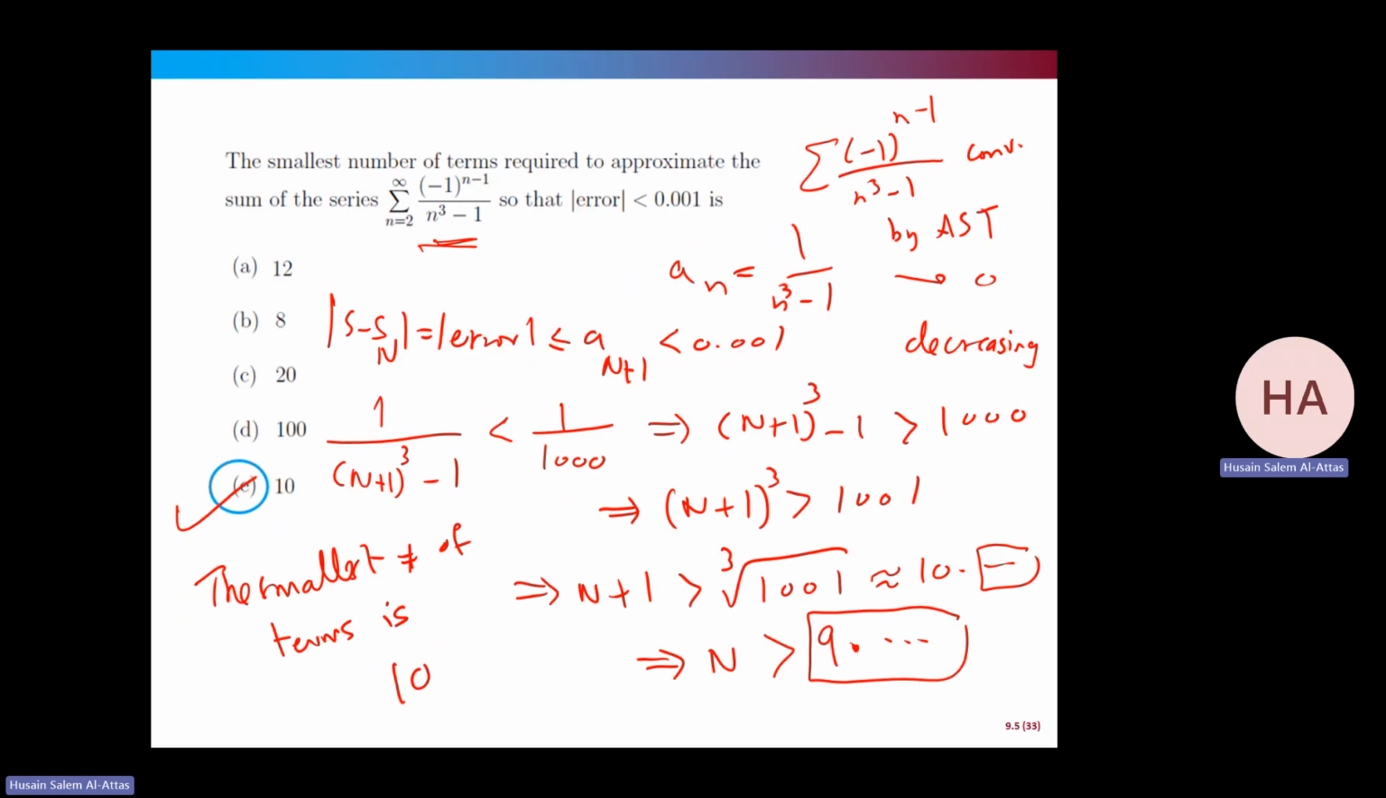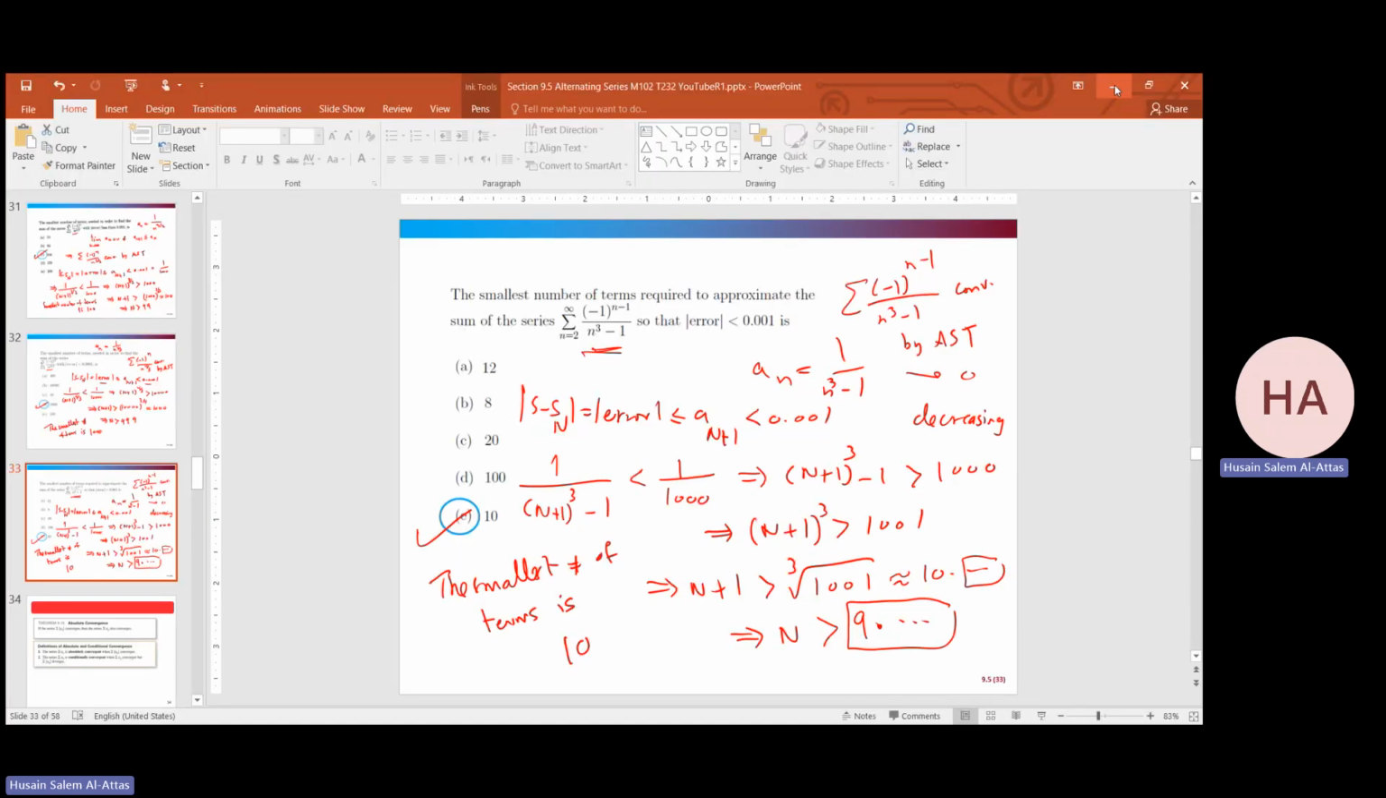Yeah, let me stop the recording, and then I will do more. Then I will go to absolute convergence and conditional convergence, explain it, and then we'll do more examples about that. Yeah, let me stop the recording. Thank you.